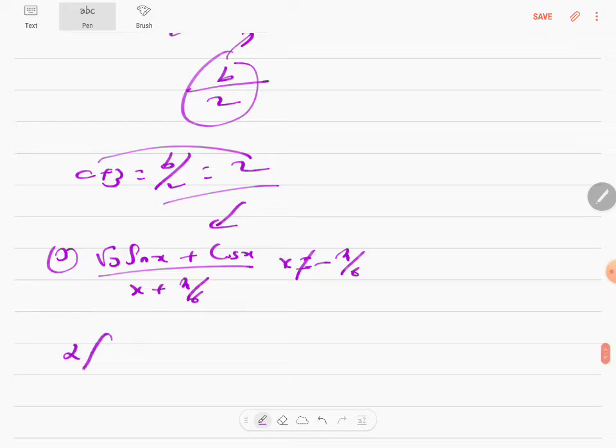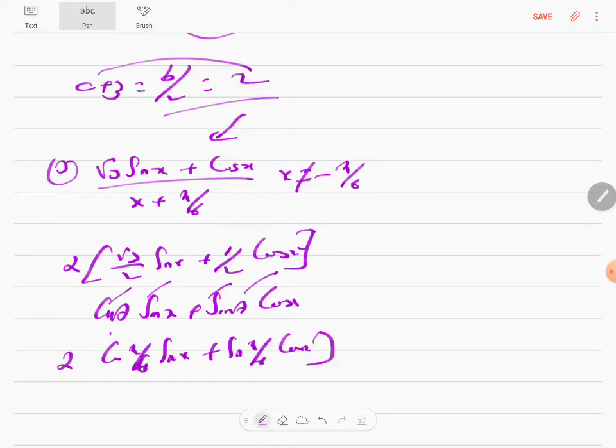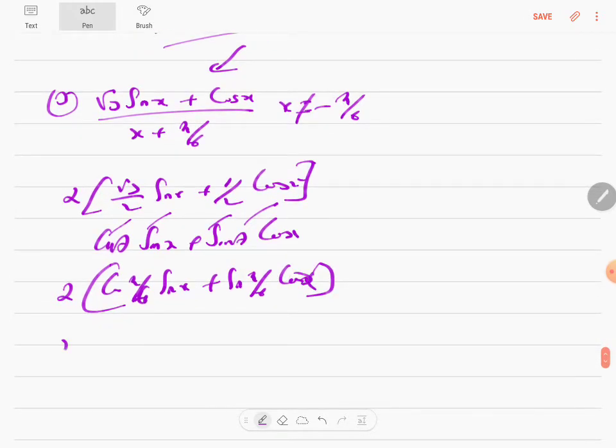If you multiply and divide by 2, it will become root 3 by 2 sin x plus 1 by 2 cos x. So this is like cos a sin b plus sin a cos b. After that I will get sin of a plus b. So cos a sin x plus sin a cos x. What will be the angle whose cos is root 3 by 2? 30, which is pi by 6. So cos pi by 6 sin x plus sin pi by 6 cos x, correct? Therefore it is sin of x plus pi by 6.